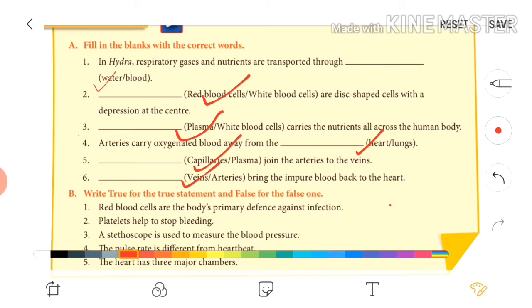Now true and false. First one, red blood cells are the body's primary defense against infection, so it is false because it is white blood cells, not red blood cells. Now second one, platelets help to stop bleeding, so it is true.